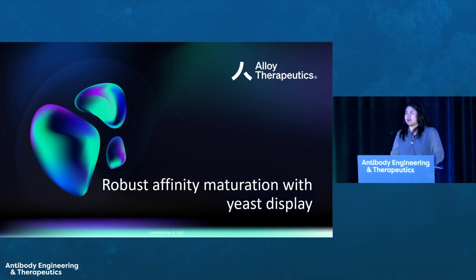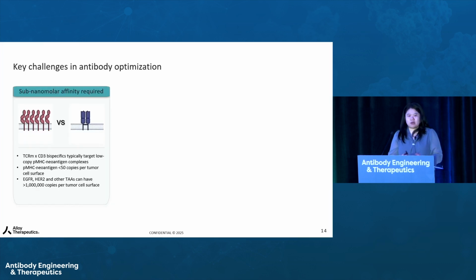I'm sure everybody here has heard enough affinity maturation talk for the previous 2 days of the conference. And here I just wanted to hone in on the yeast display strategy specifically. And as we all know, there are a couple of challenges for antibody optimization as well. One being that the driving force of any sort of antibody optimization is affinity maturation. And the reason for that often comes from the number of copies of targets that are expressed on the target cells.